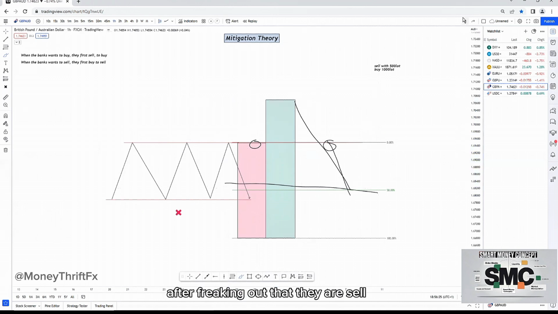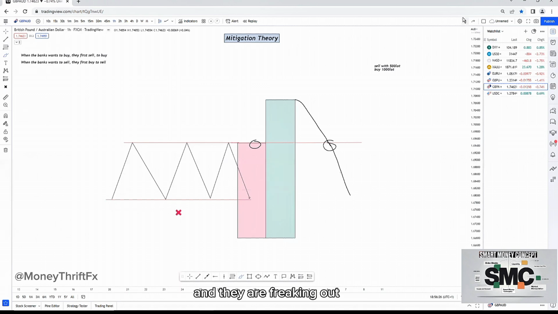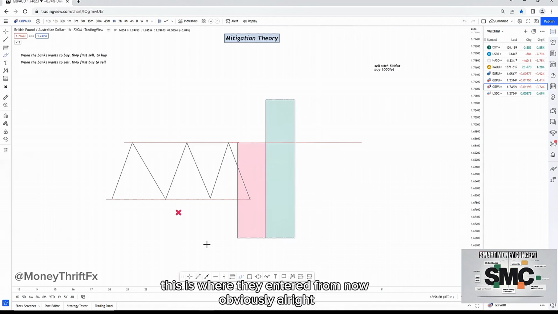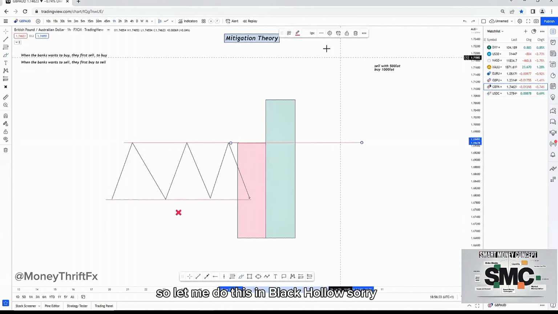So the banks, after faking out their sell and then faking out their buy, this is where they entered from now, obviously. All right, so let me give this a black color. Sorry. So this is where they entered from.